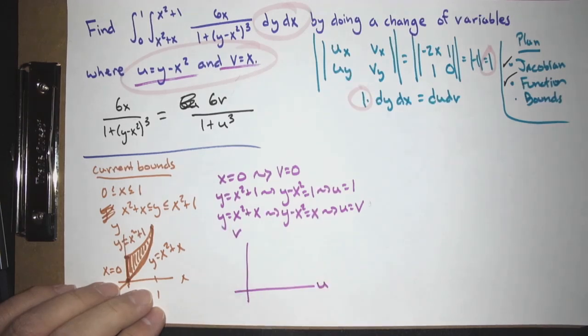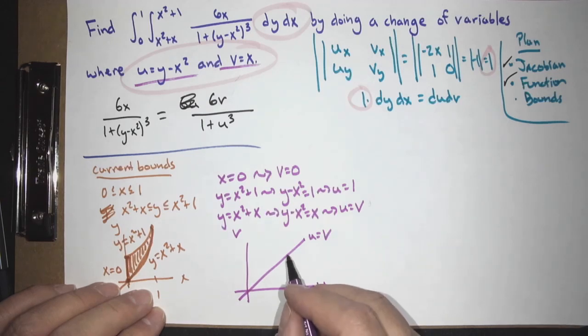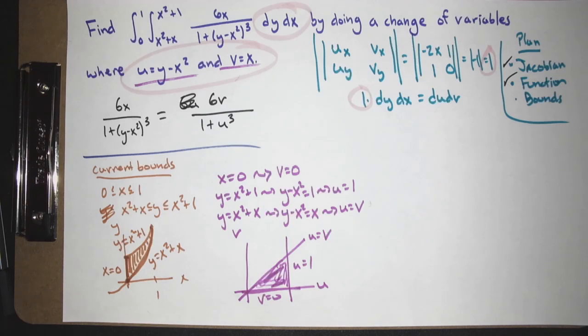So we're going from our xy description, and then in our new coordinate system, we'll have u and v. Well, u equals v is a straight diagonal line. U equals 1. V equals 0. It's bounding this triangle. So that's our new region. Now we have our new region, and we have everything to put our integral together.